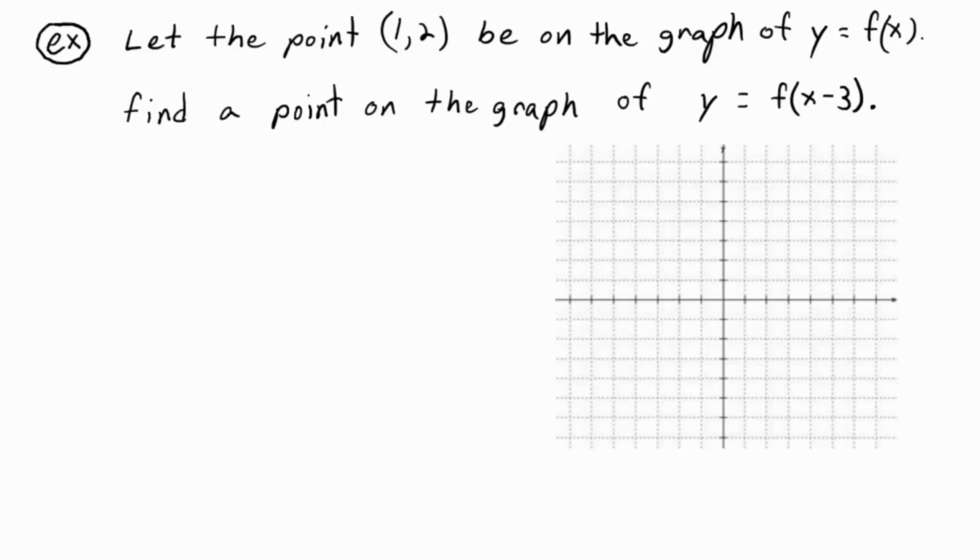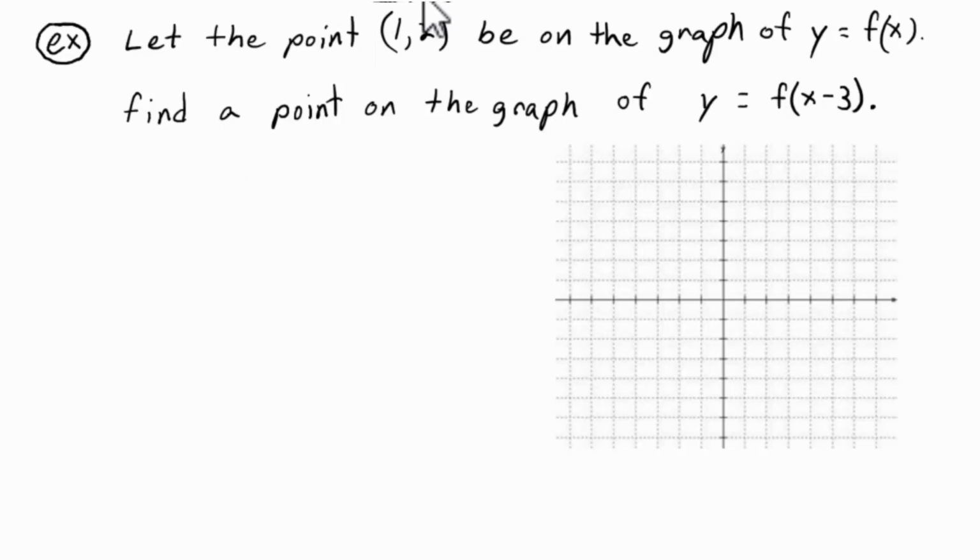In this example, let the point (1, 2) be on the graph of y equals f of x. I didn't give you the graph of y equals f of x. I'm just saying, hey, (1, 2) is on that graph, whatever it is. Find a point on the graph of y equals f of x minus 3. Okay, so let's talk about function notation.